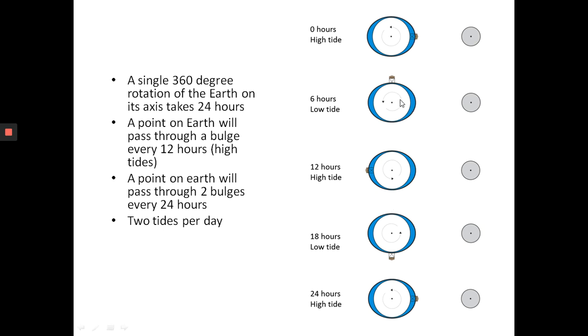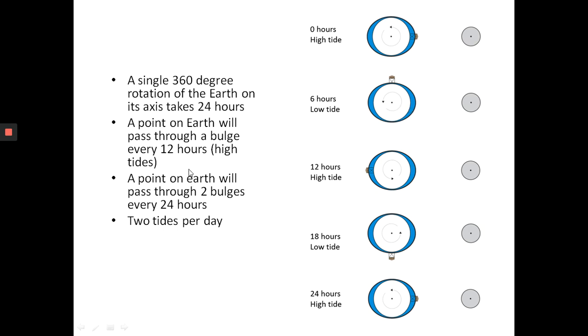Now, after 6 hours, the Earth rotates, and your house is now here. It is not at the bulge; it is in shallow water. This is low tide, right? This is 90 degrees to your bulge here. And after 12 hours, it gets into another bulge, and it is now again high tide. And then it goes back to a low tide after 18 hours, and then it continues to complete a circle after 24 hours, getting back to the first high tide. So you get 2 tides per day. A point on Earth will pass through a tidal bulge every 12 hours.